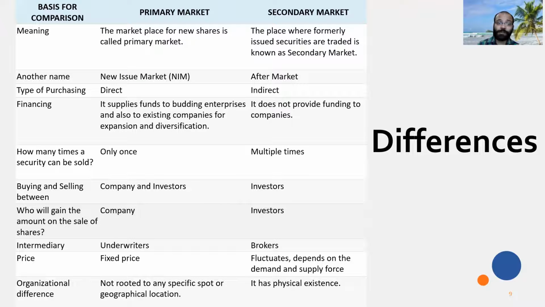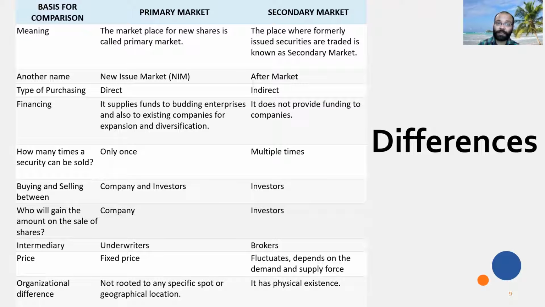How many times can the securities be sold? Only once in case of primary, but many times in case of the secondary market. Buying and selling happens between the company and the investors in primary, but it happens only between the investors in case of secondary. Who gains the amount on the sale of shares? The company gains in the primary. The investors gain themselves in the secondary market.